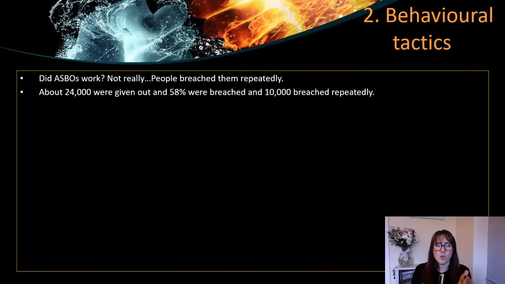So 24,000 were given out, 10,000 were breached repeatedly. So that meant only 14,000 weren't breaching them regularly. 10,000 were, and 58% of them were breached, so more than half of them were breached. Did all the people go to prison for 5 years? No. Once you realise you breached yours, you didn't go to prison. I'll breach mine then. Once the fear of the punishment is removed, they don't work at all.